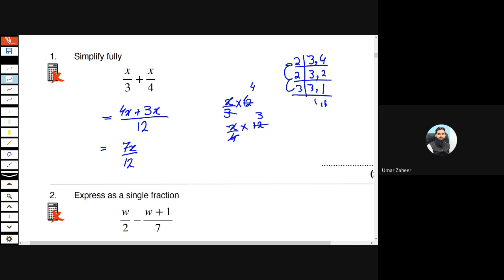Simply, if you have two or more than two fractions and there is an addition or subtraction, take the LCM. After taking the LCM, take the first term, multiply by LCM, take the second term, multiply by LCM. If you have 10 terms, you have to do the same steps. All right, and the rest of them you have to write it here.